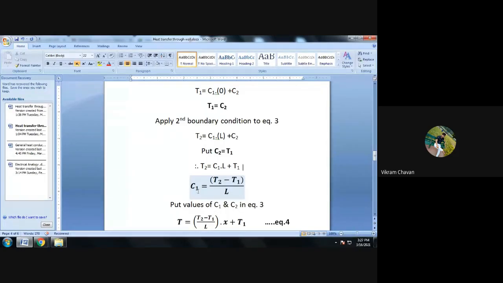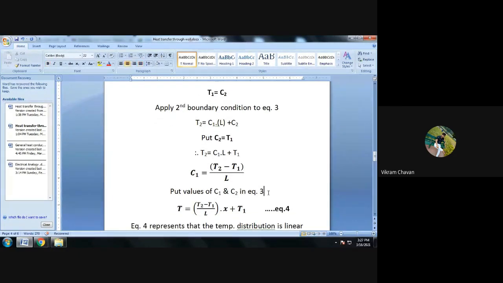Now the C1 value we know and the C2 value we know. Our aim is to determine the constants out of that particular equation. So once you get C1 and C2, we have to re-put these two values in equation number 3, which is our equation after double integration. Instead of C1 we put (T2 minus T1) divided by L, and instead of C2 we put T1 only. That will be equation number 4.